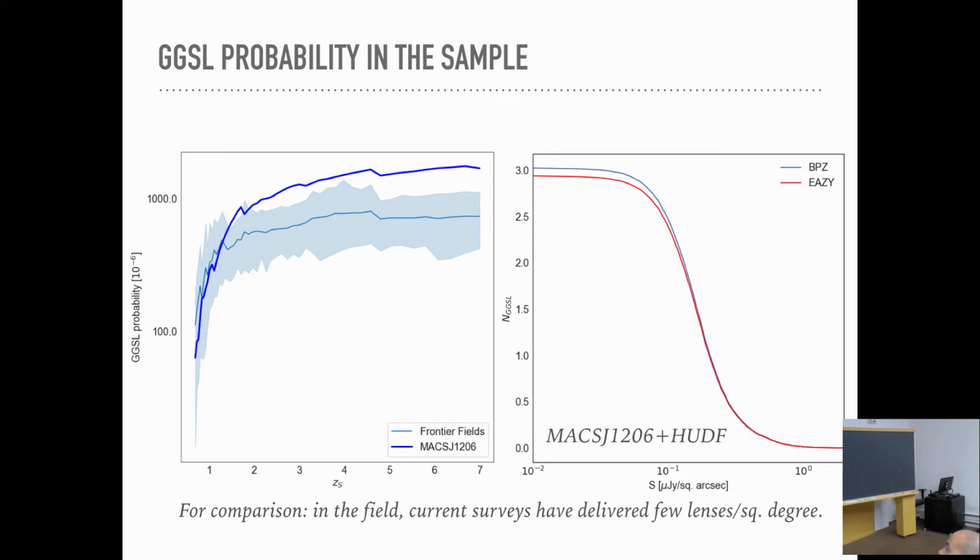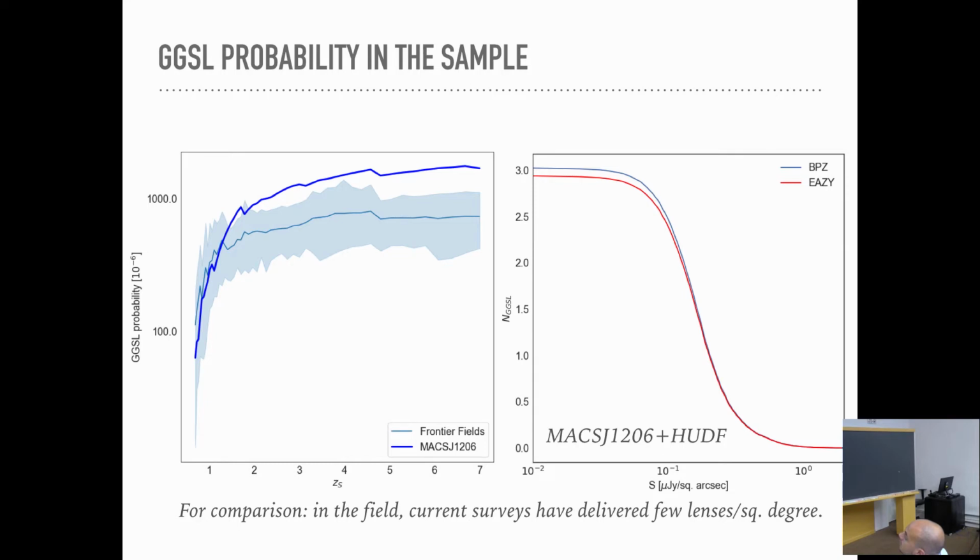So if we take this number density from a deep field, like for example the Hubble Ultra Deep Field, what we get is this kind of expectation for the number of galaxy strong lensing events that we could observe as a function of a limiting surface brightness of our observation. So as you can see, in the case, for example, of this cluster 1206, we expect up to 3 galaxy strong lensing events only in this cluster. Okay, and we have similar numbers for the other frontier fields.